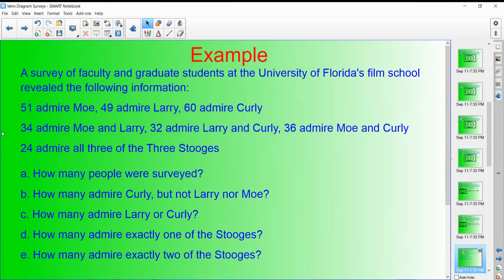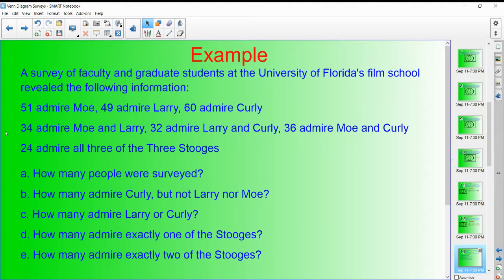Now, this situation also applies if we're doing 3 sets or 4 sets or 5 sets. So we're going to look at this example. Faculty and graduate students at the University of Florida's Film School voted on which of the Three Stooges they admire. Now, if you don't know who the Three Stooges are, I'm kind of disappointed. I recommend you look them up, Larry, Moe, and Curly. And then we can continue on with the math.